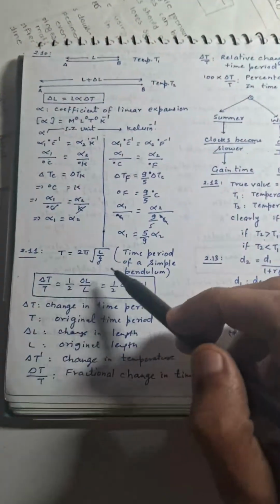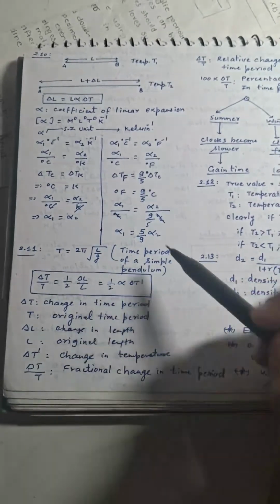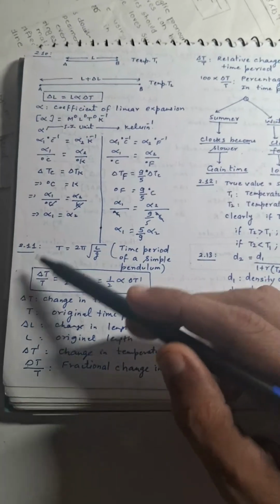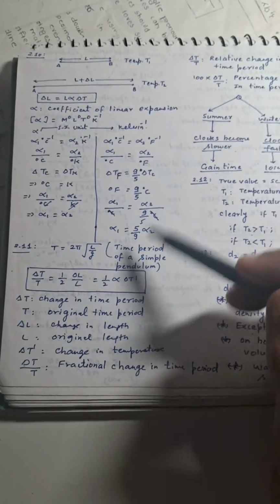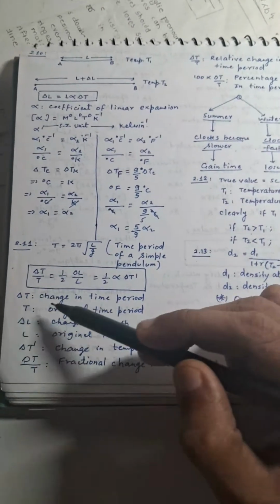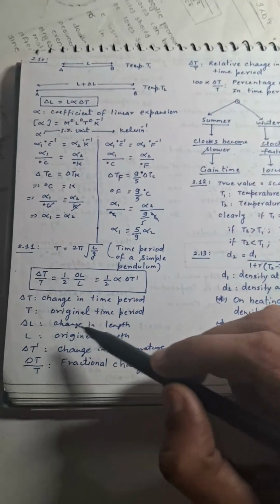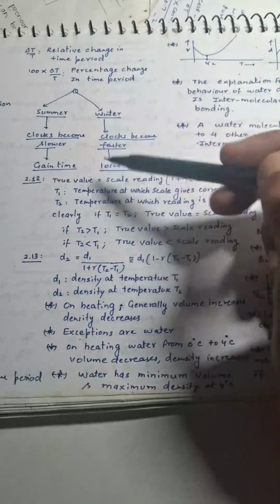Well, another question is finding the time period of a simple pendulum. So this is 2 pi root L by g. If we calculate the changes involved here, we have delta T by T is half delta L by L, which is half alpha delta T dash. So delta T is the change in time period, T is the original time period, delta L is the change in length, L is the original length, and delta T dash is the change in temperature. So this is how we can relate to it.